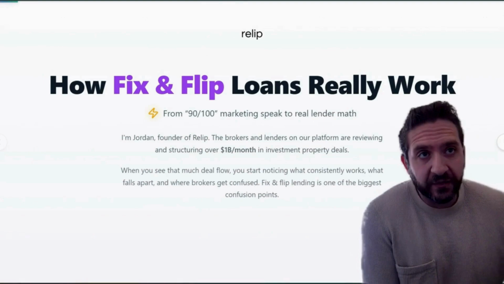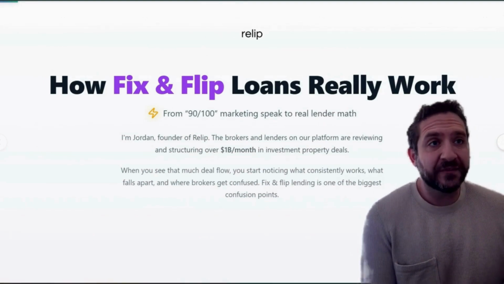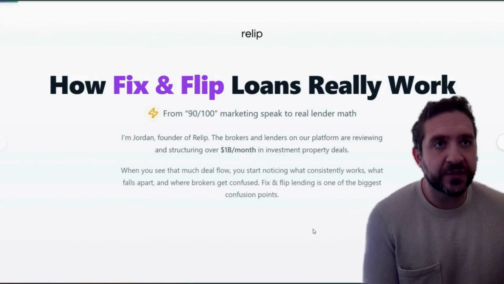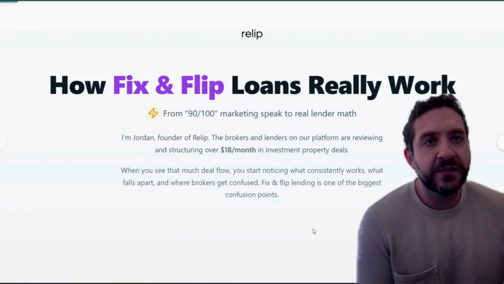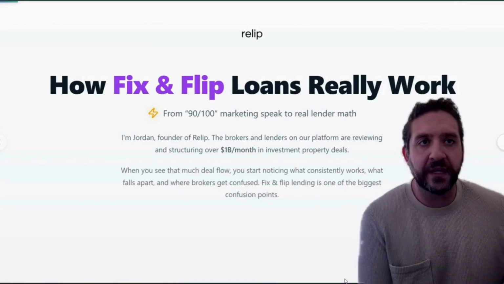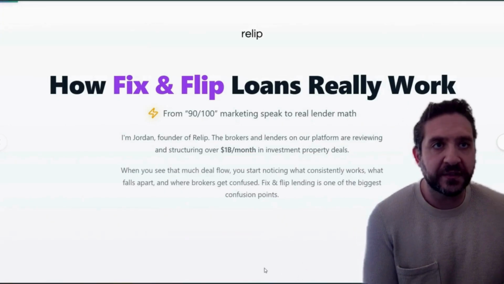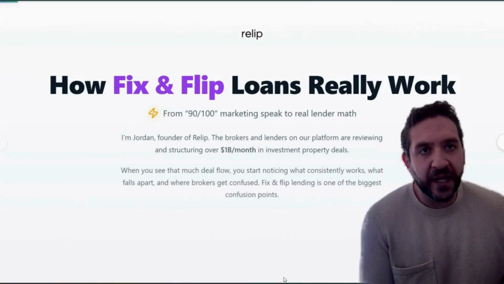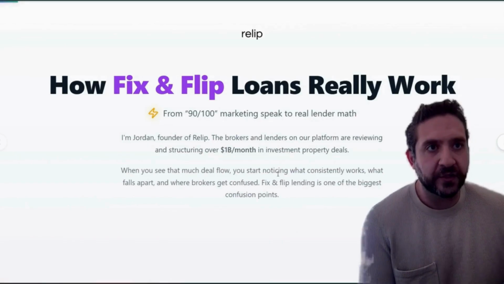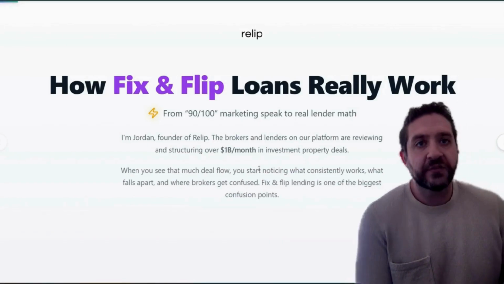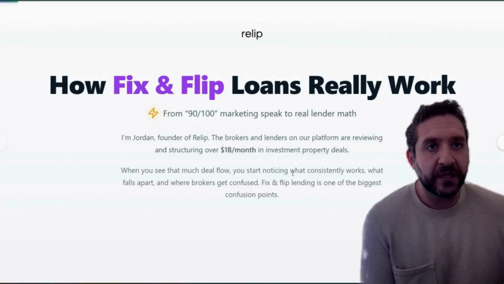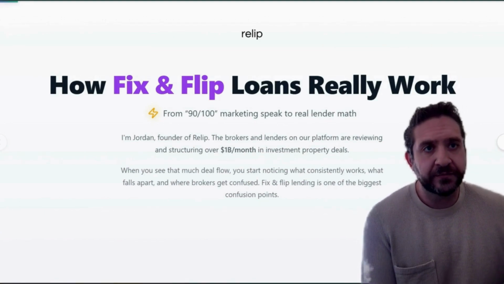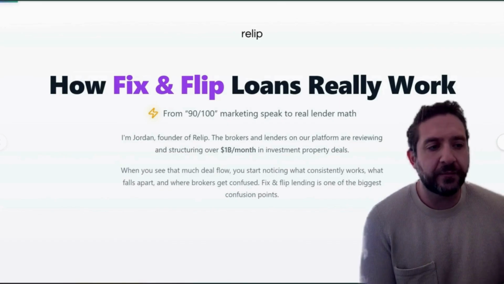One of the biggest areas where I see that confusion is in fix and flip lending. On the surface, it sounds super simple, 90% of purchase, 100% of rehab. But once you actually apply the lender rules like LTC, loan to cost, and ARV, after repair value, the picture changes really fast. So today, I want to break it all down for you in plain language. No jargon, no lender speak, just how fix and flip loans really work and how to structure them properly. At the end, I'll walk you through a real example so you can see how this actually plays out in practice.